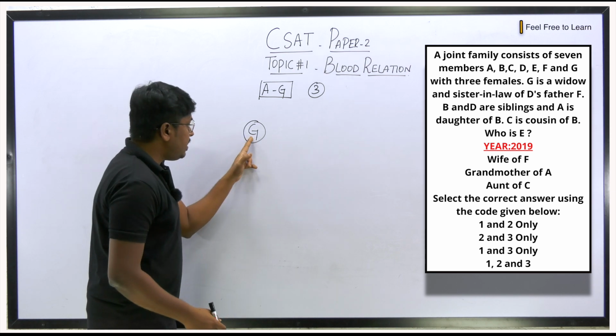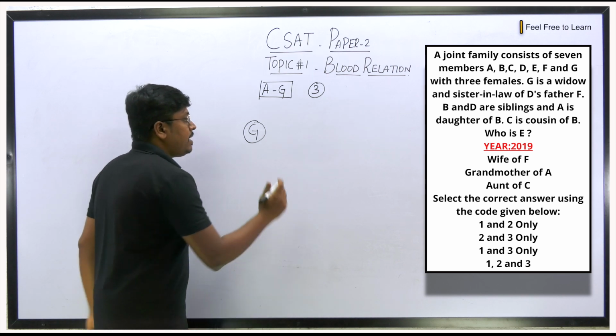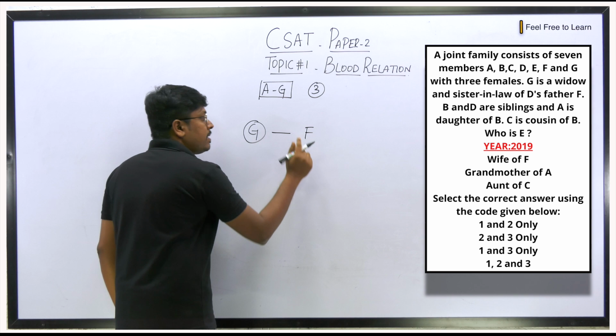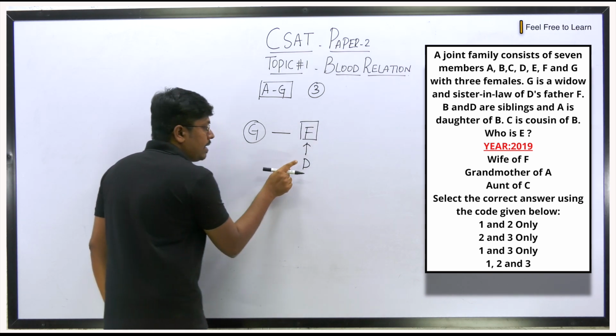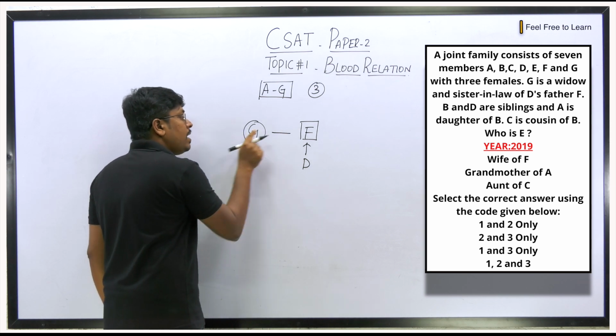The person G is sister-in-law of G's father F. That means the person G is sister-in-law of F. But this person F is D's father. Understood or not, right? So this is important. D's father is F, and for this F, where G is calling, F is calling G as a sister-in-law.